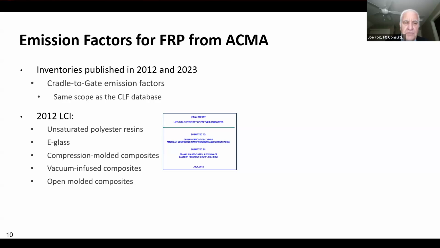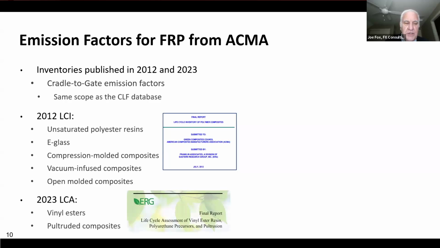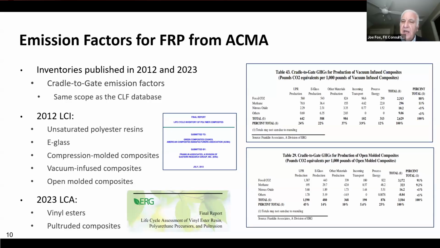In 2012, they published an LCI that gave emission factors for unsaturated polyester resins, e-glass, and composites prepared by compression molding, vacuum infusion, and open molding. And in 2023, they published another report giving information for vinyl esters and pultruded composites. And this is the kind of information that you will find in those LCIs.